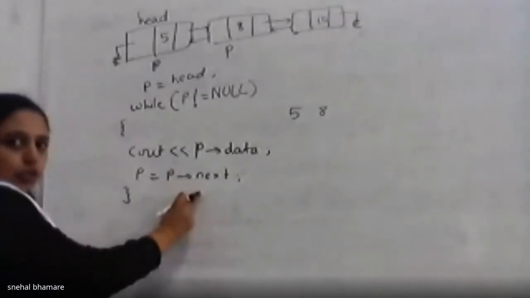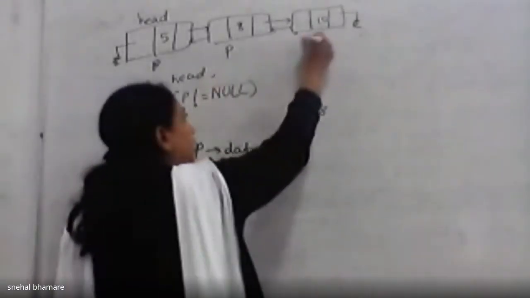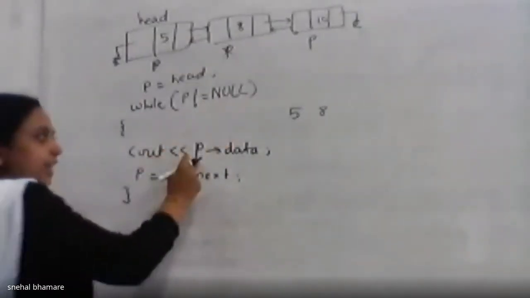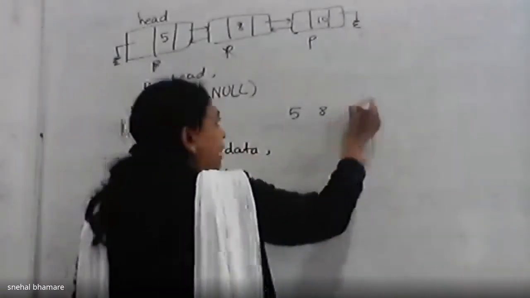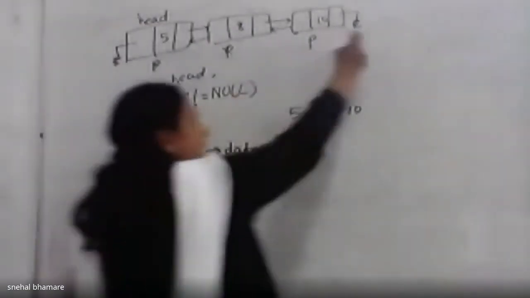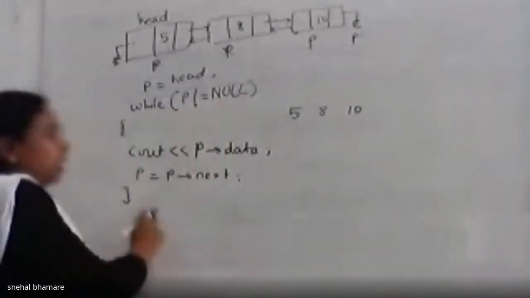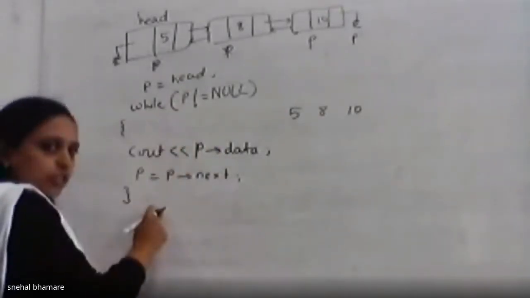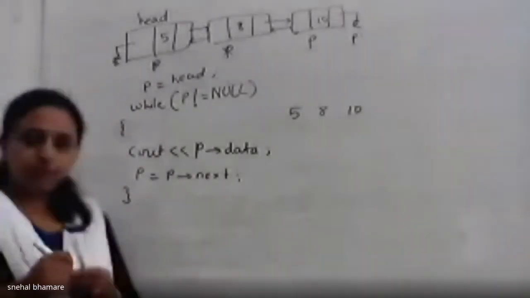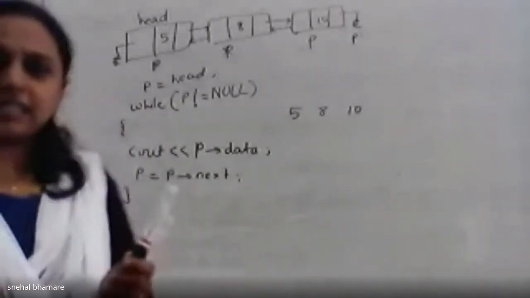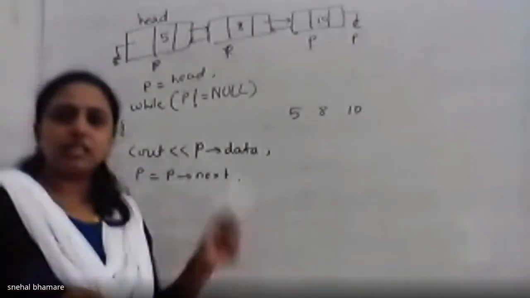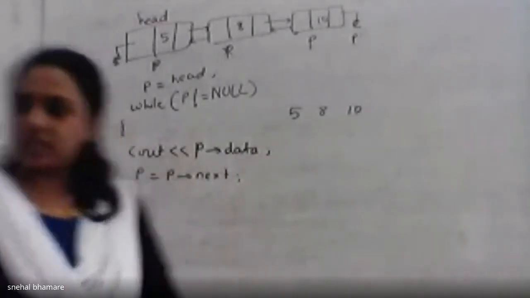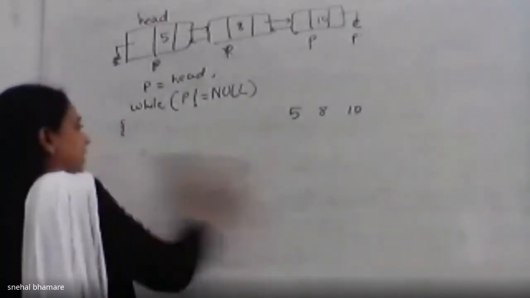Again p equals p next, and p will move to this node. Again check whether p is null. No, p is not null. Again display data, that is p data, it's 10. Then p equals p next. Now p next is null, so p becomes null. Check the condition: while p is not equal to null. The condition terminates, it will come out of this while and close the function. Getting it? Did everyone understand the display function? It is that simple to display the data of a doubly linked list in the forward direction. Everyone? Yes. So we will write a small function for displaying the data in the forward direction.